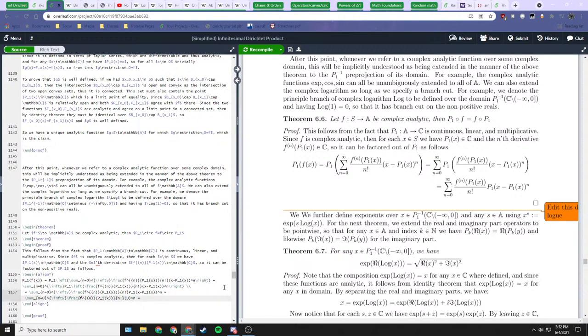And then this lets us reduce down. We only get the term where n is zero. This will be the zeroth derivative, which is just f, of p1 of x divided by 0 factorial, which is f of p1 of x. And I think that's all we need.